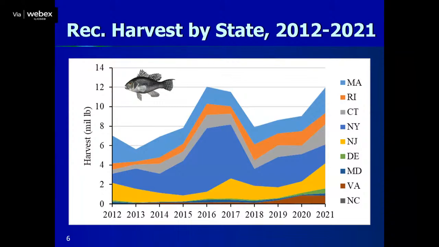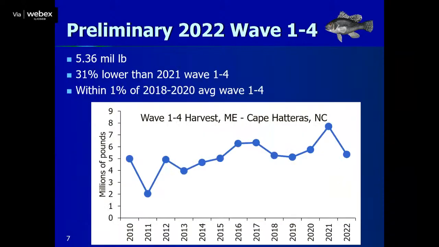As was noted earlier, for 2022 we only have preliminary data through wave 4, which is August. That information suggests that through wave 4, 5.36 million pounds of black sea bass have been harvested. The figure on the screen shows only the wave 1 through 4 estimates by year. Although the preliminary wave 1 through 4 estimate is 31% lower than last year's final wave 1 through 4 estimate, it is actually pretty close in line with the estimates for 2018 through 2020, because last year's value was higher than the previous years' values.